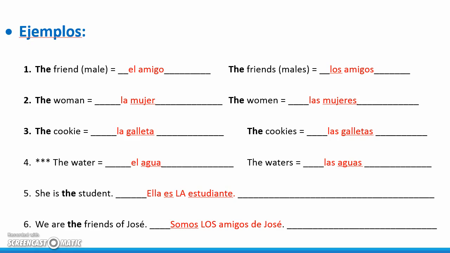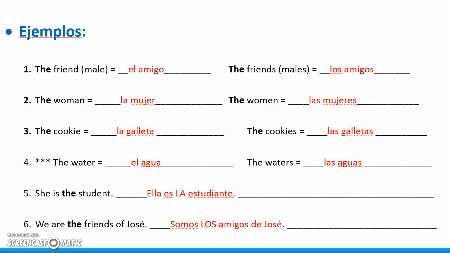Okay, ahora aquí tienen las respuestas. Para decir the friend, digo el amigo. La palabra the en español es el. Y para decir the friends, puedo decir los amigos. So the word changed from el to los because I'm now talking about more than one.